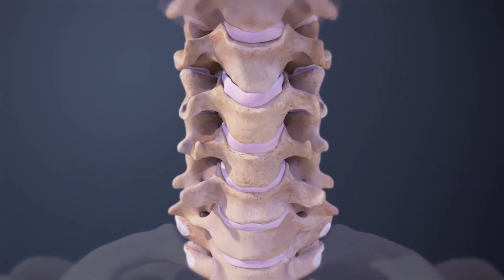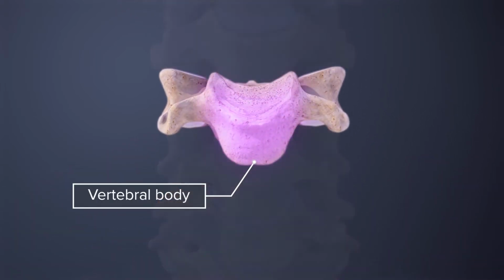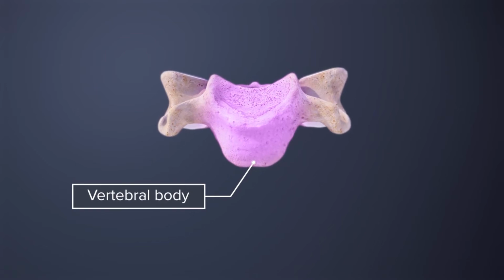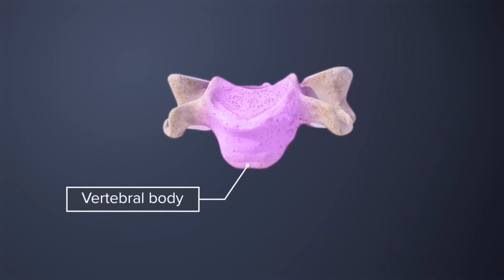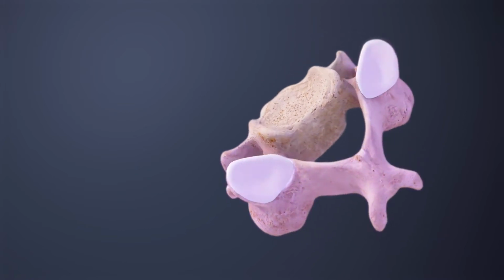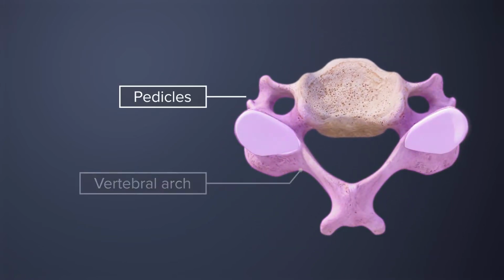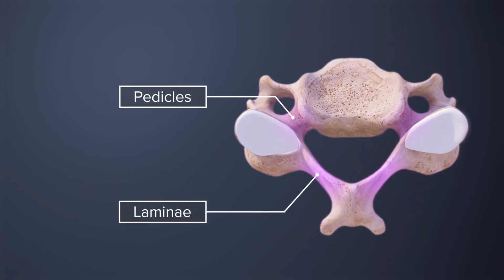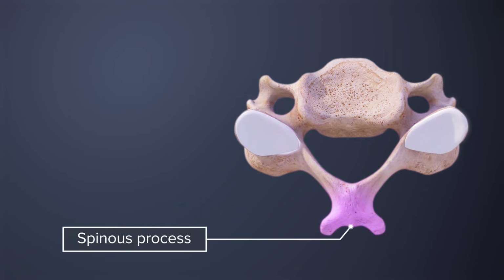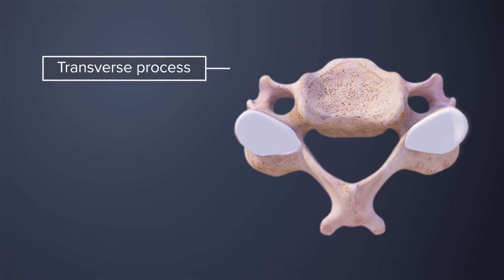of the spine's vertebrae. The vertebral body is the thick oval segment of bone at the front of the vertebrae and carries most of the load. At the back, the vertebral arch consists of 2 pedicles and 2 laminae. The spinous process is a bony protrusion where muscles and ligaments attach. There is also a transverse process on each side.